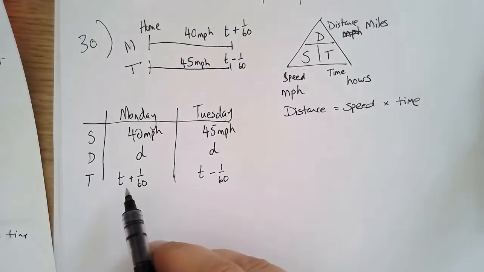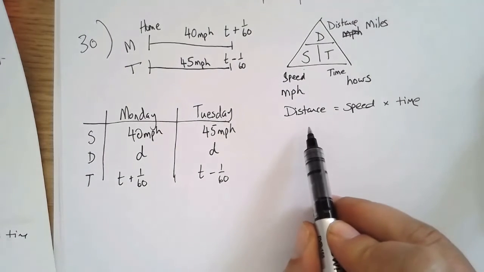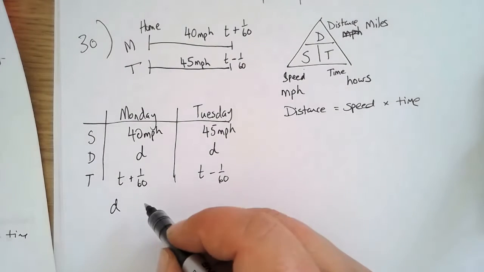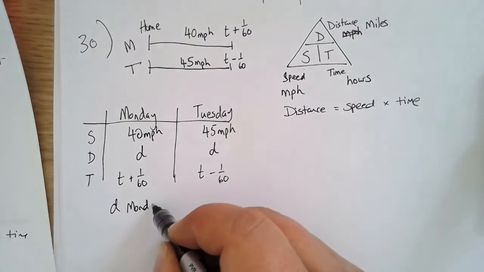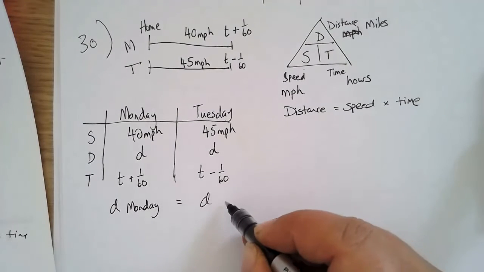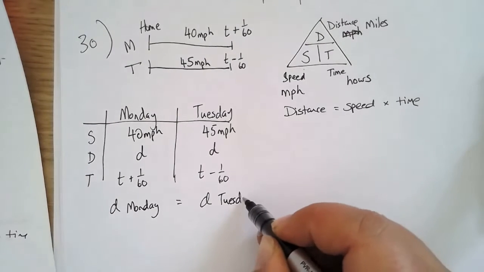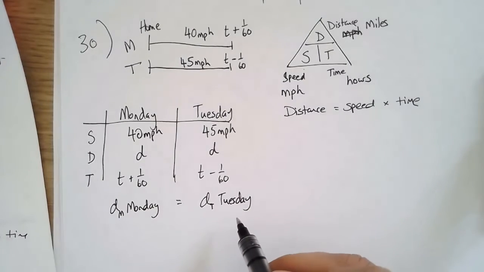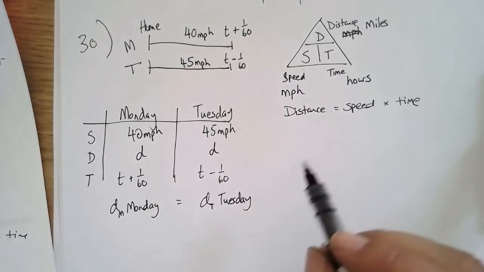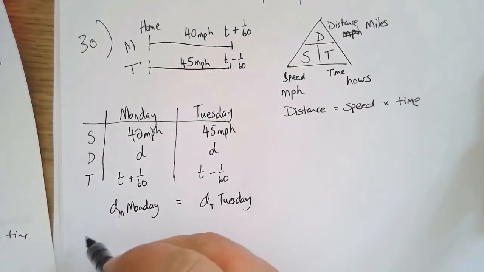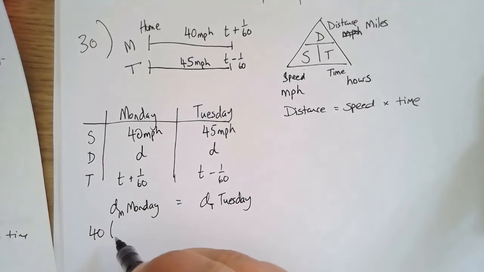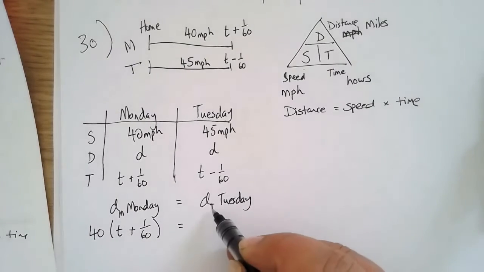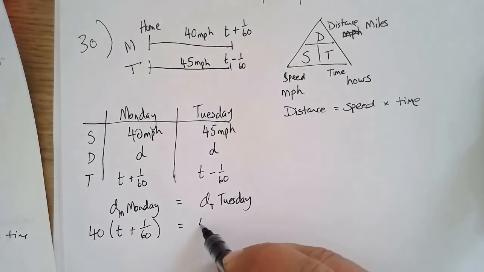So I have speed, the distance for Monday. So d Monday equals the distance for Tuesday. You might think of those as dm and dt. They're the same, so we can put them equal to each other. Distance equals speed multiplied by time. So this is speed, equals distance equals speed.